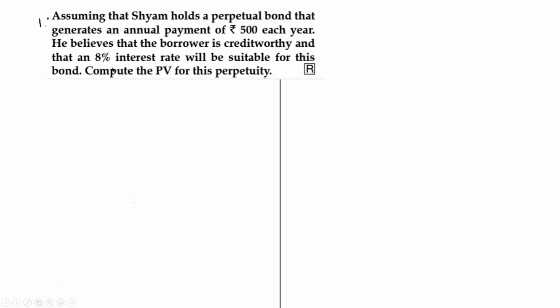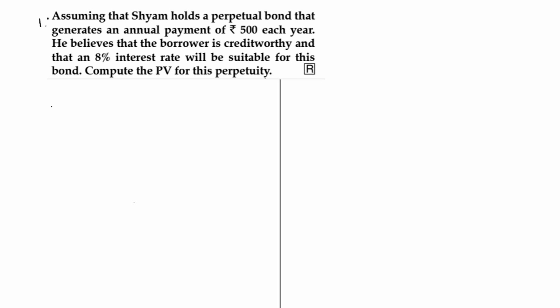The first one: assuming that Shyam holds a perpetual bond that generates an annual payment of rupees 500 each year. He believes that the borrower is creditworthy and that an 8% interest rate will be suitable for this bond. Calculate present value of this perpetuity. So here we need to find the present value of perpetuity of a perpetual bond which pays rupees 500 as annual payment at the end of each year and interest rate is 8%.